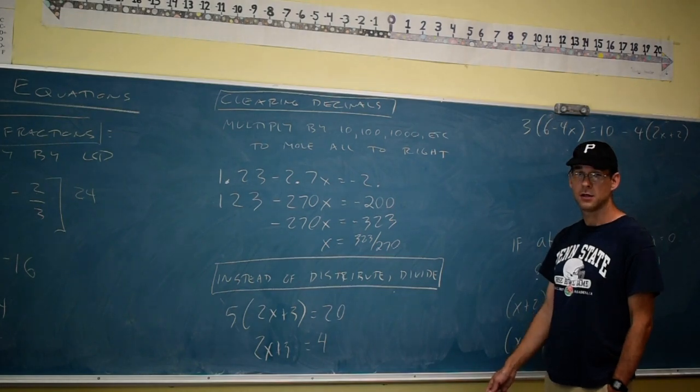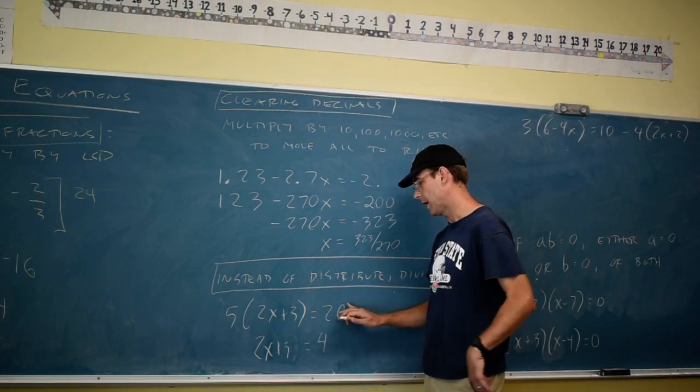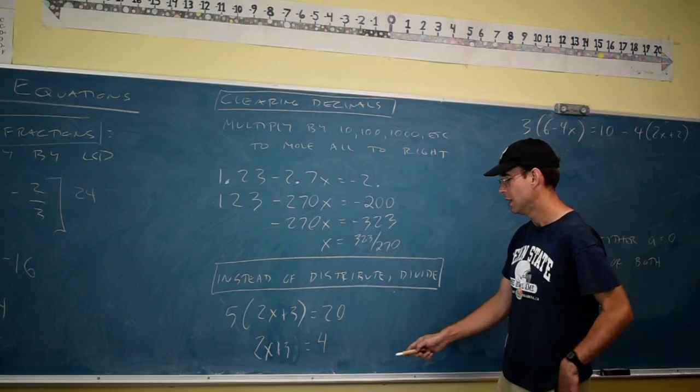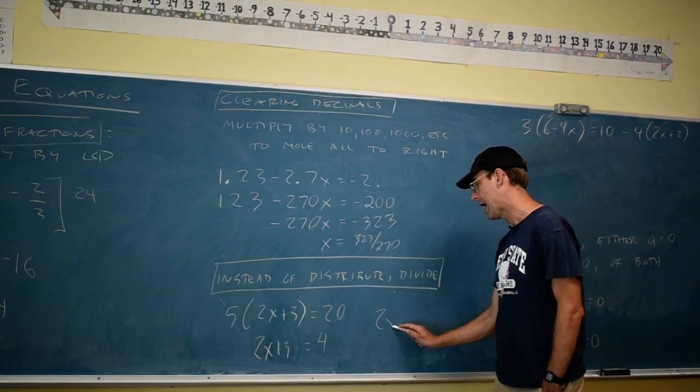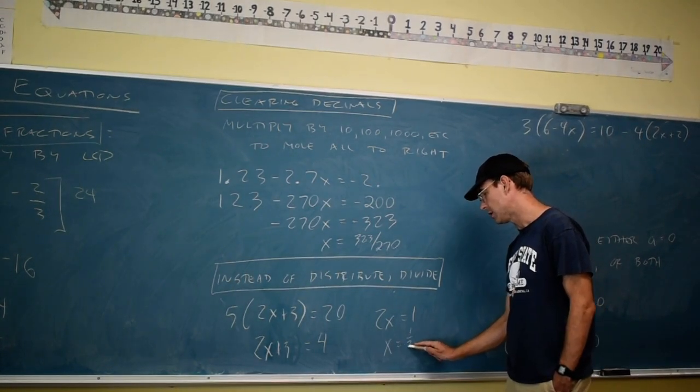If you didn't notice that and you distributed, no harm. Just when you distribute, you make everything bigger, whereas when you divide, you make everything smaller. This will be easier to solve. Subtract the 3 from the 4 to get a 1. Divide by the 2, you get a half.